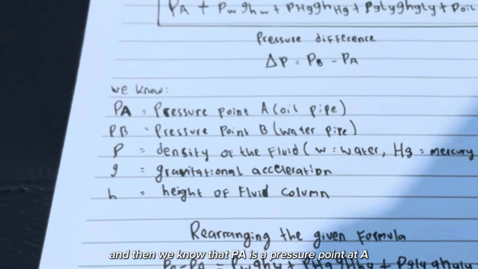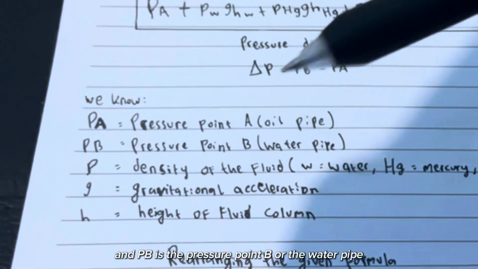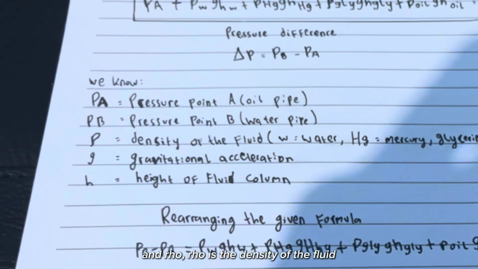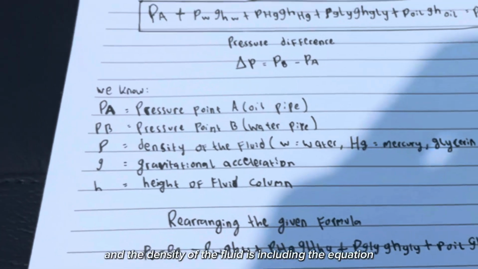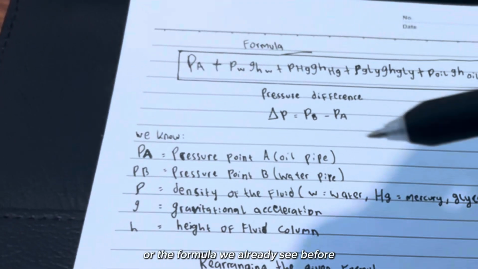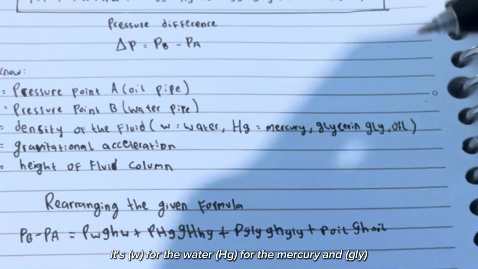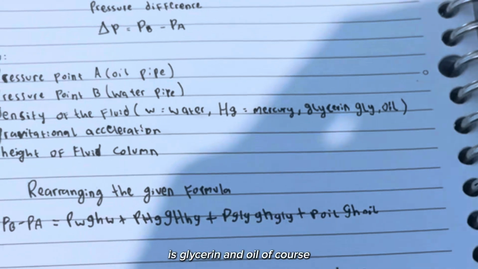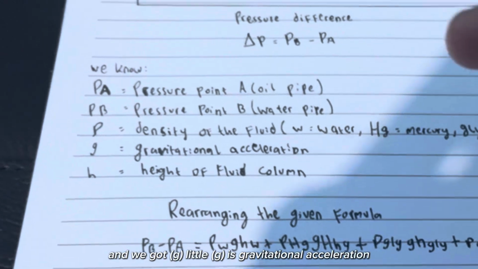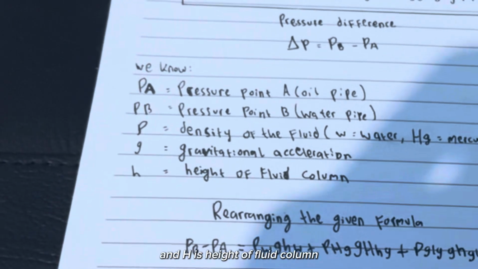PA is the pressure at point A, or the oil pipe, and PB is the pressure at point B, or the water pipe, and rho is the density of the fluid, and the density of the fluid is included in the equation or the formula we saw before. W is for the water, Hg for the mercury, and Gly is glycerin, and oil, of course. And we got g, little g, is gravitational acceleration, and h is the height of the fluid column.